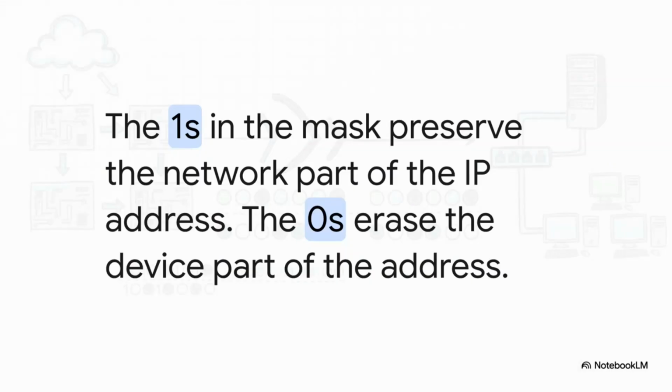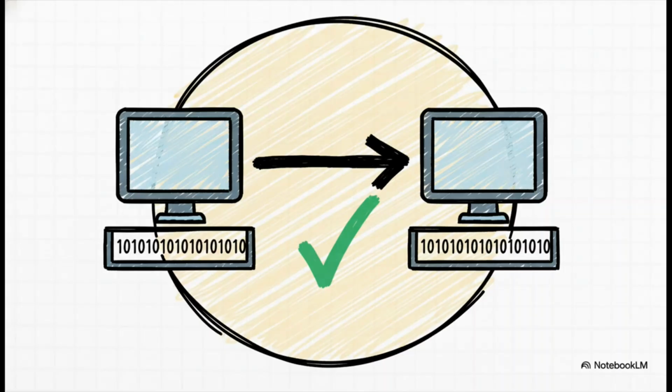Now, here's the real magic. A subnet mask is basically just a string of ones followed by a string of zeros. Think of it like a filter or a stencil. Wherever the mask has a 1, it lets the bit from your IP address pass through. But wherever the mask has a 0, it blocks the IP bit and just puts a 0 instead. It keeps the part that identifies the network, and it completely erases the part that identifies your specific device. And that's the whole secret.